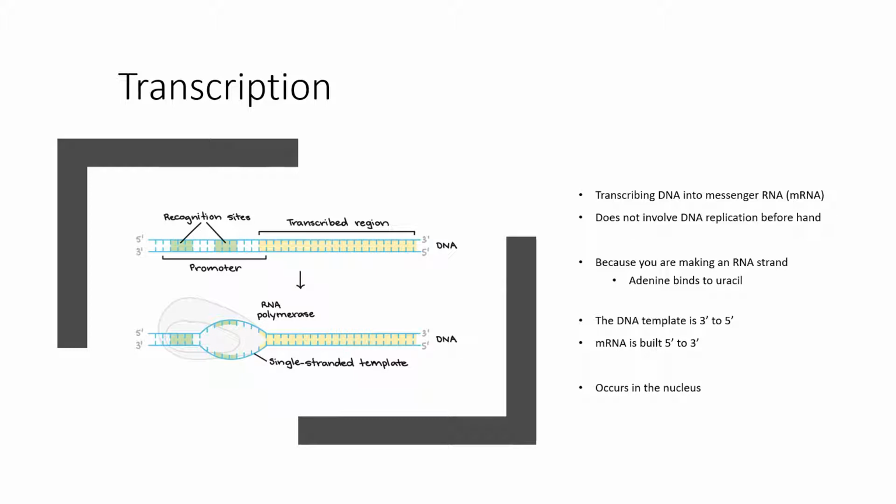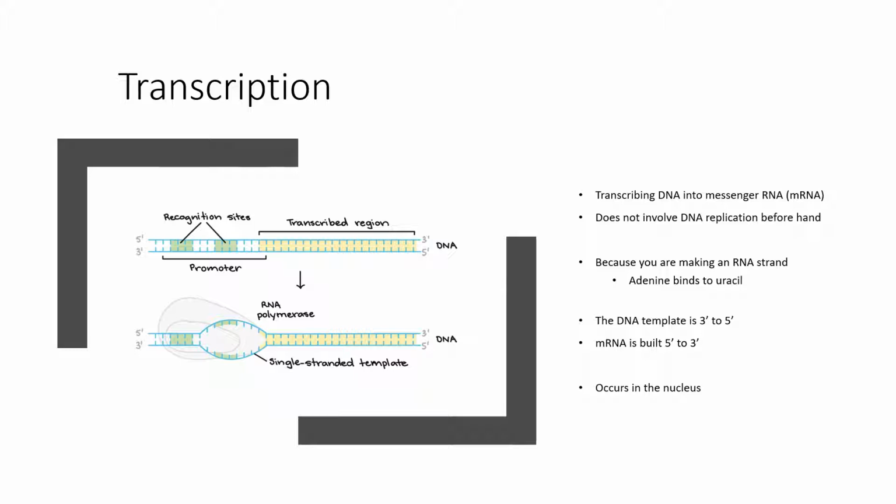Okay, so first we need to transcribe DNA into what we call messenger RNA or mRNA. This is where people always get confused. DNA replication does not occur prior to transcription, or it's not needed for the DNA to be transcribed. So because you're making an RNA strand, remember that the RNA is not going to have thymine. You're only going to have uracil. The DNA template is again read 3' to 5', and the mRNA is built 5' to 3'.